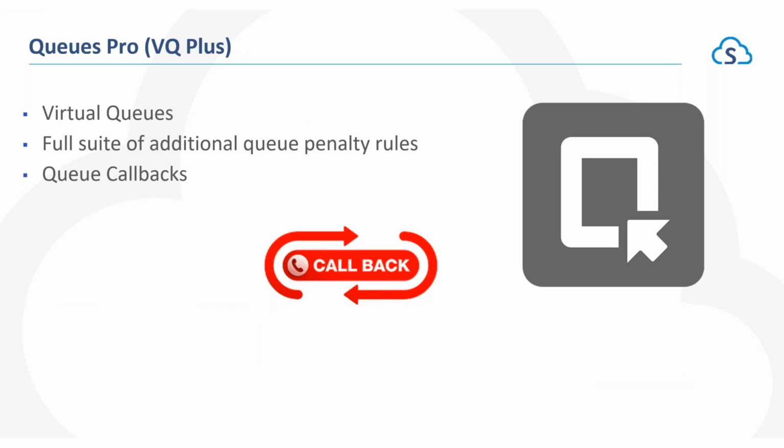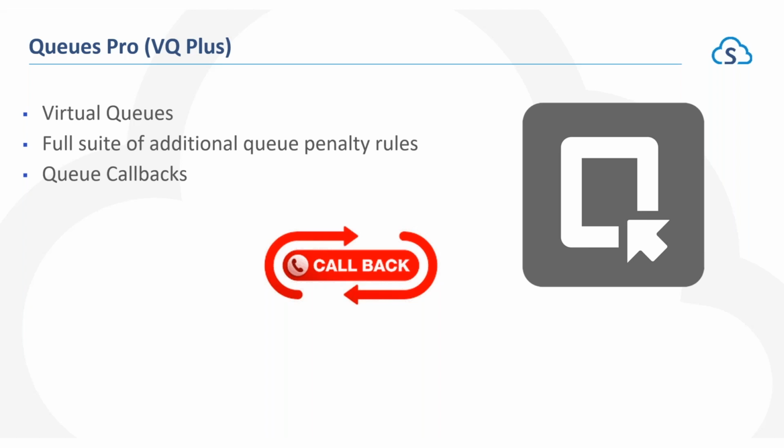Queues Pro. So this adds on to, again, your queues. You can create virtual queues with this. You can have queue penalty rules, so for your agents. But I think the most interesting and important feature of this module is the queue callbacks. If you have a couple of people waiting in the queue, and the queue is unfortunately taking a while to answer all the calls, this gives the option for a queue callback.